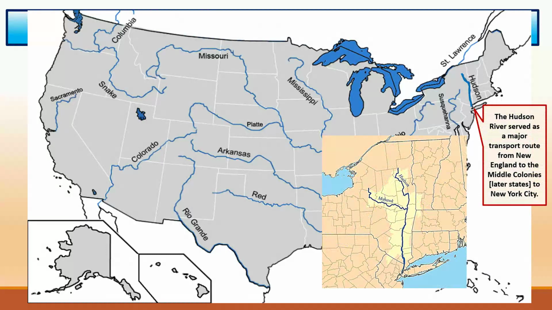Controlling the Hudson River not only allowed you to divide New England and control it, it also gave you access to the Middle Colonies or the Middle States as well. So early in our history, the Hudson River played an important role. In the Revolutionary War, the Hudson River will play an important role.